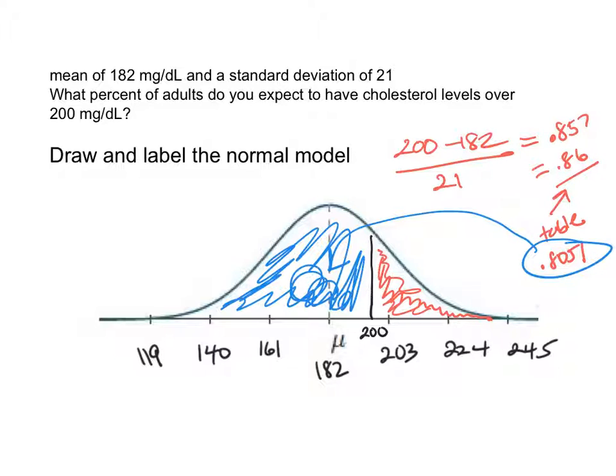So in order to find my answer, I need to take 1 minus 0.8051, and I get 0.1949, which converts to 19.49%. So 19.49% of the adults will be expected to have cholesterol levels over 200 milligrams per deciliter.